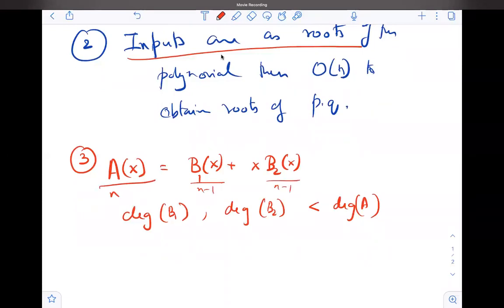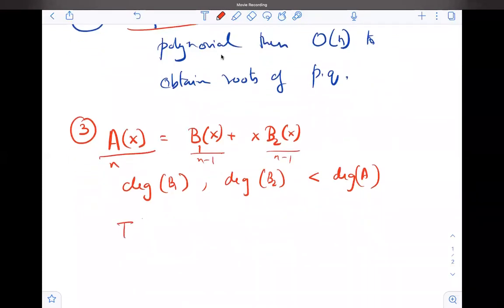So T of n equals to... I think you might have to, so this is a and then there's another polynomial, right? So that can have 4 or something like that. 4 T of n minus 1 plus order n, for combining, recombining.